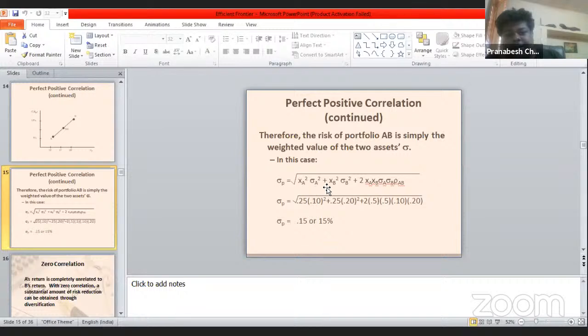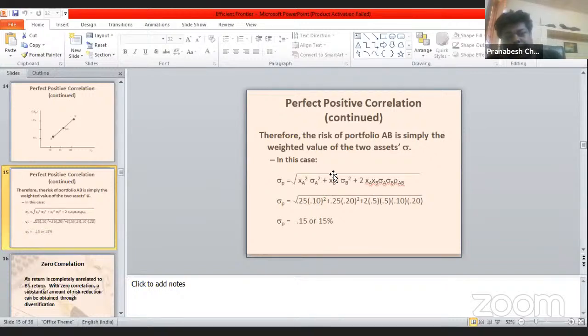XA sigma A, sigma X plus XB square, sigma B square, plus 2 times XA, XB, sigma A, sigma B, rho AB. What is sigma A and sigma B? It basically is the standard deviation of asset A, and sigma B is the standard deviation for asset B. Rho AB is the correlation coefficient between the two assets, A and B.